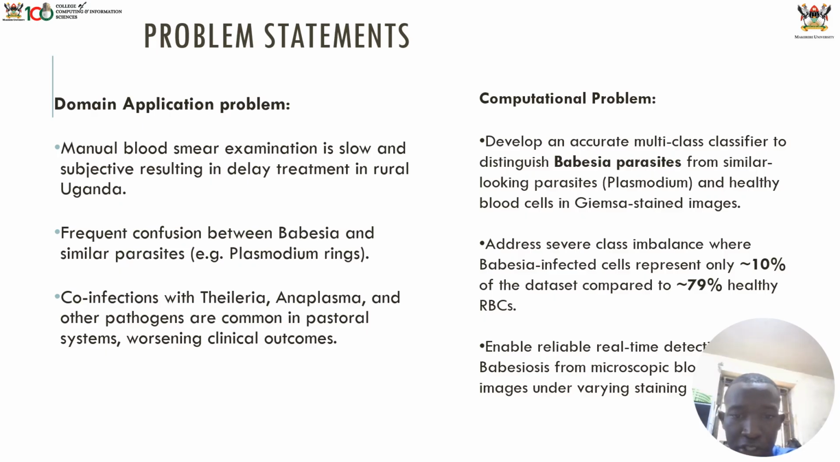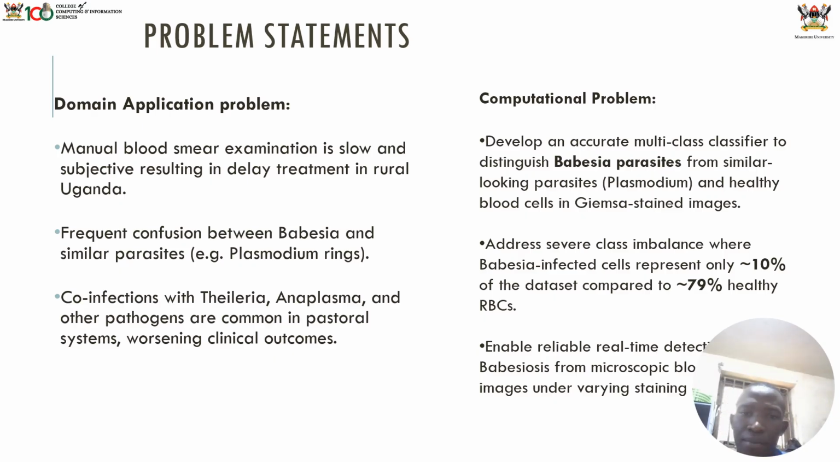So we shall go to our computational problem now. We basically have 3 points there, and I'll take you through them. The first point, we need to develop a robust multi-class classifier that can accurately tell apart the Babesia parasite from very similar looking parasites like the Plasmodium rings, as well as other blood cells such as the RBCs and leukocytes, in the Giemsa stained microscopic images.